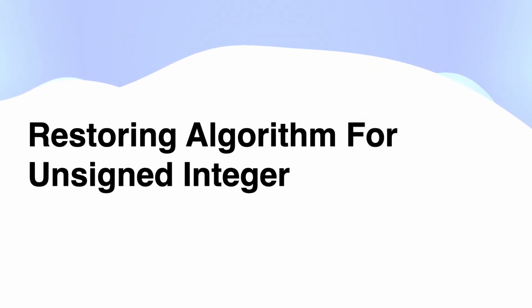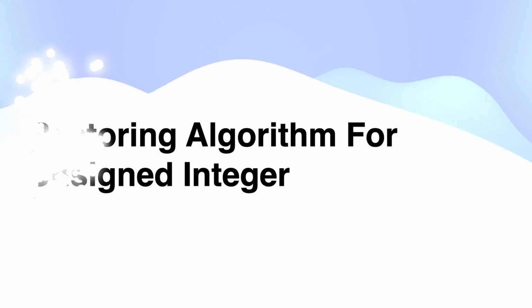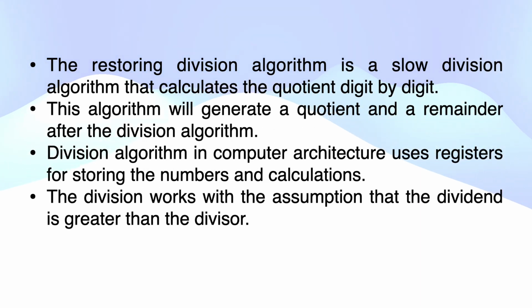So now I'll be explaining the restoring algorithm for unsigned integers. The restoring division algorithm is a slow division algorithm that calculates the quotient digit by digit. This algorithm will generate a quotient and a remainder after the division. Division algorithm in computer architecture uses registers for storing the numbers and calculations. The division works with the assumption that the dividend is greater than the divisor.